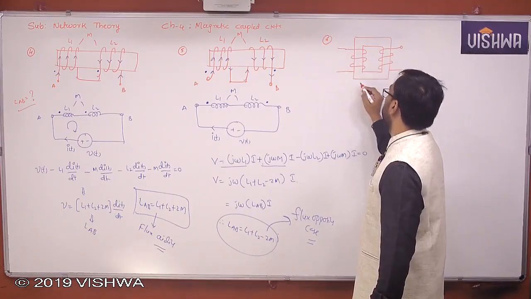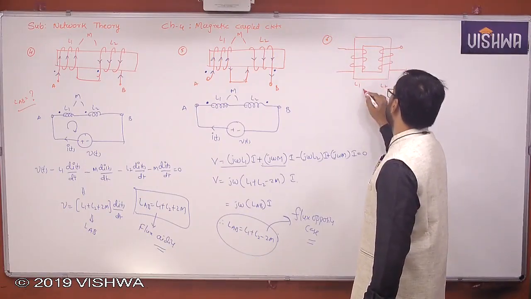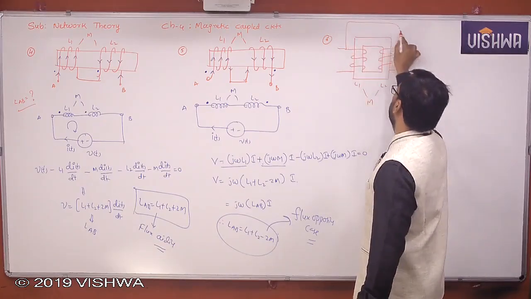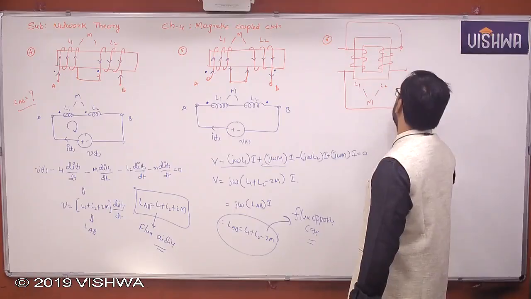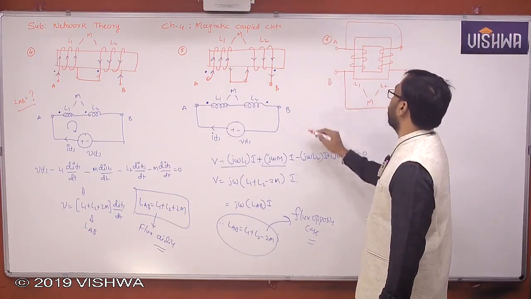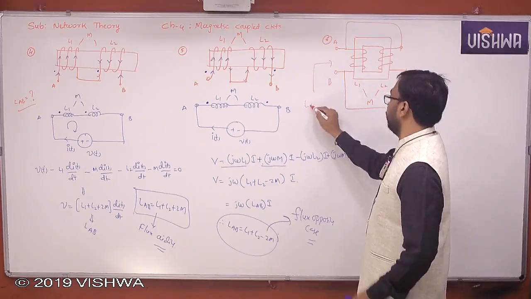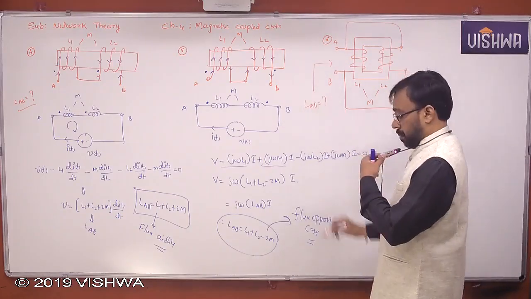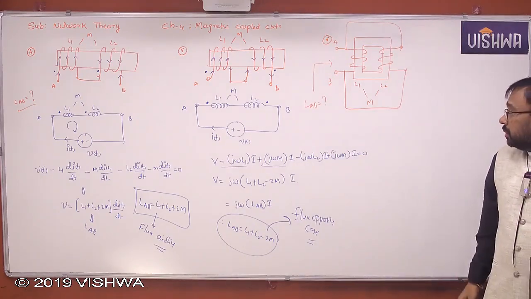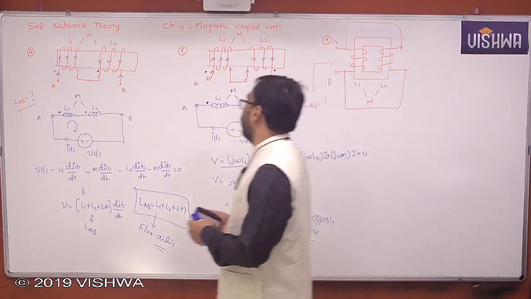The two coils are there here, L1, L2 and M. Two coils are connected in parallel. These are the terminals A and B and we are expected to find LAB. What is LAB? Please note down this. I think you have finished this part, right?